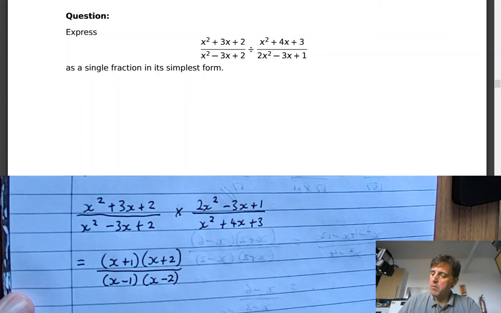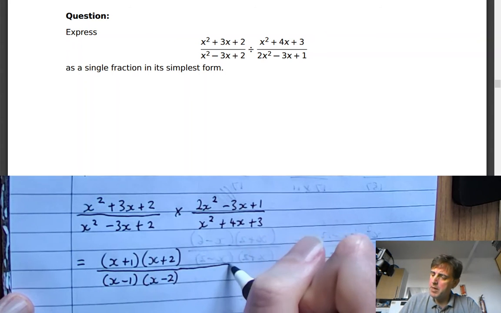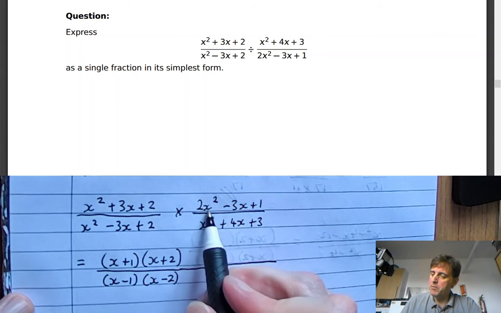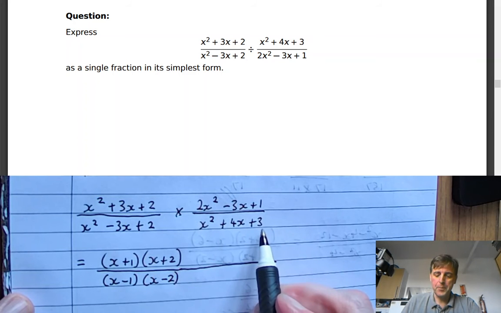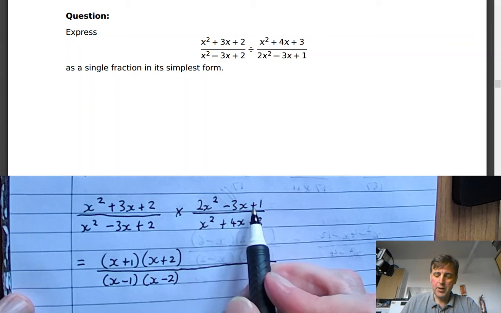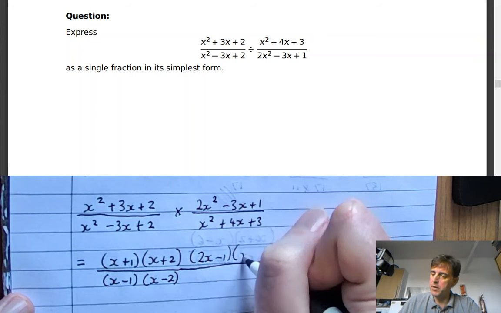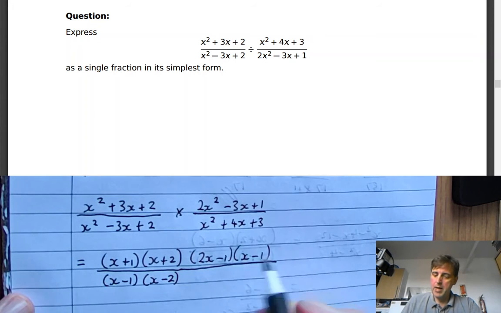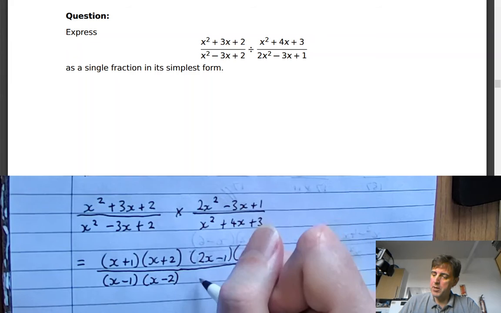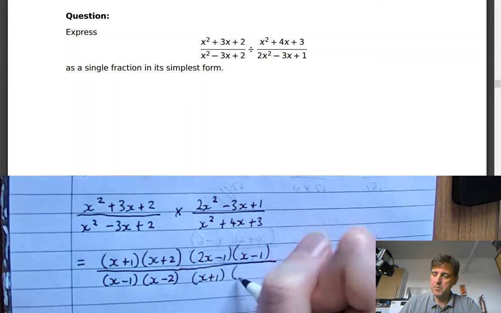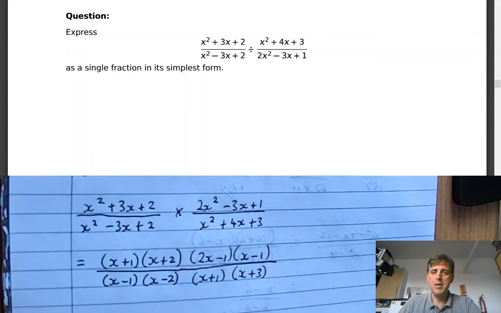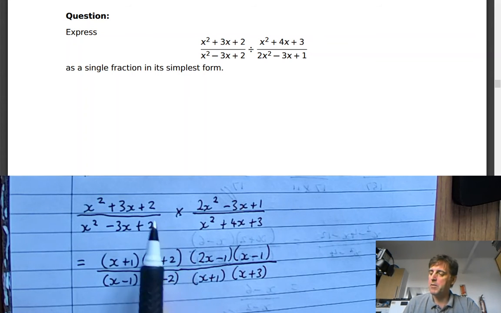Okay, so I'm going to multiply that, and I'm going to put it all together in the same fraction now as well, by the factorized versions of what we've got over here. I think the numerator of this fraction becomes 2x minus 1 times x minus 1. And then the denominator of this fraction, I think, becomes x plus 1 times x plus 3. Hopefully you agree with that and you follow what I've done there. I've done a couple of things together in that line. I've put them together in a single fraction, and I've factorized.